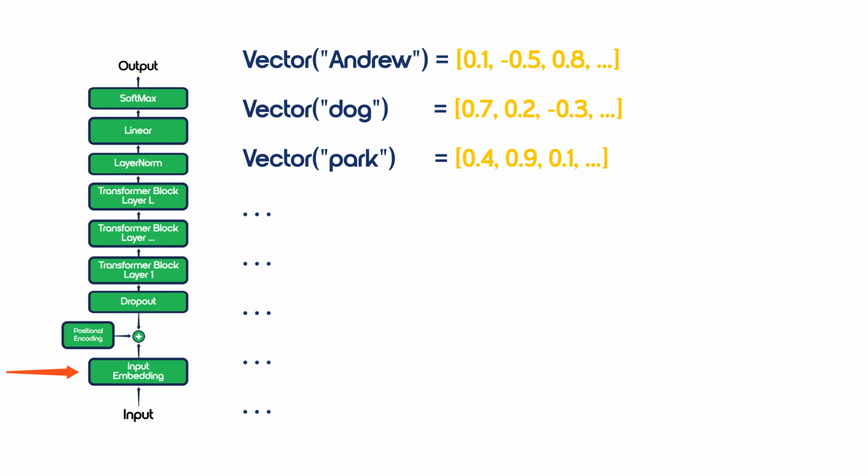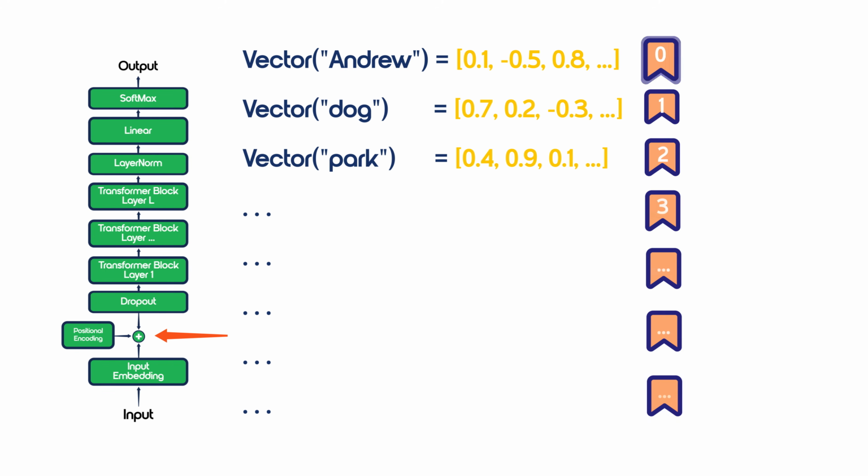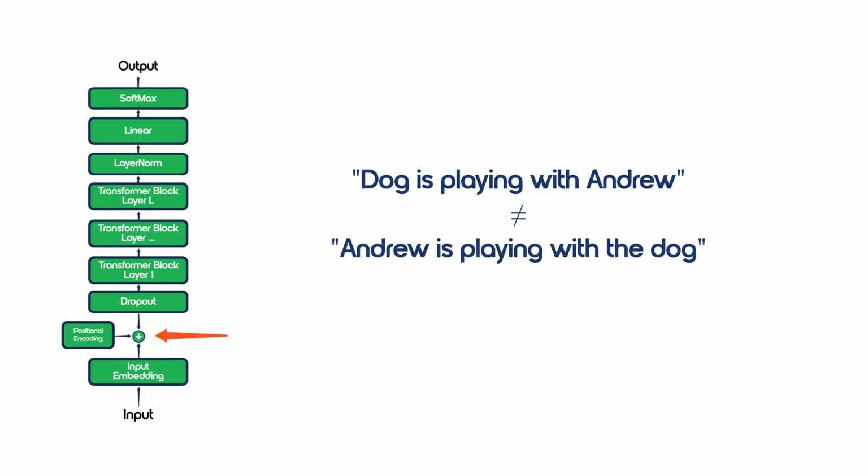Next, these tokens are converted into embeddings, numerical vectors that the transformer can understand and process. These vectors encode semantic meaning. Similar words have similar vectors. Positional encoding, keeping word order. Transformers don't understand word order naturally, so we add positional encoding. This tells the model where each token is in the sentence. Dog is playing with Andrew is different from Andrew is playing with the dog.